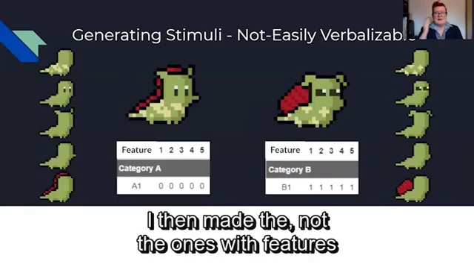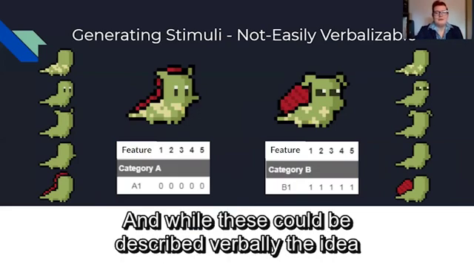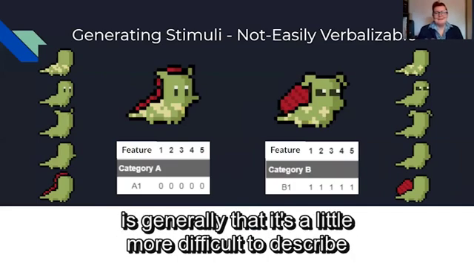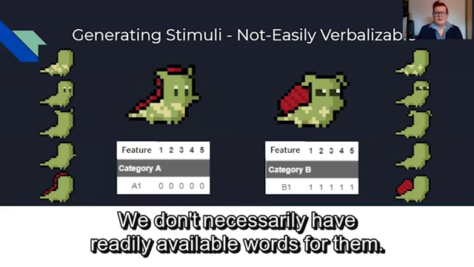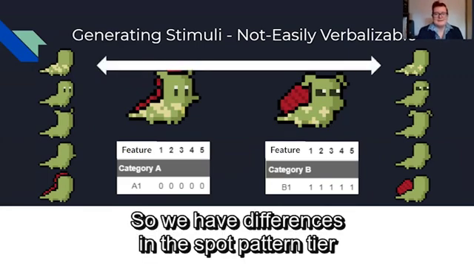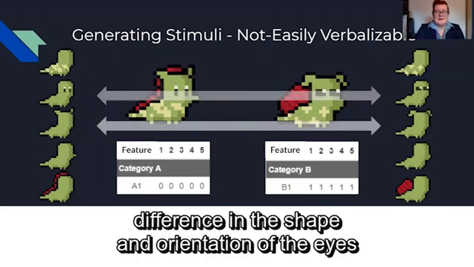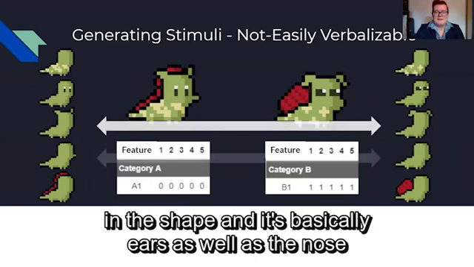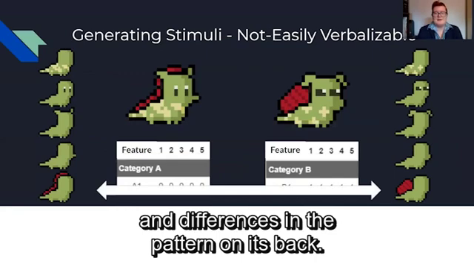I then made the ones with features that were not easily verbalizable. And while these could be described verbally, the idea is generally that it's a little more difficult to describe the difference between them. We don't necessarily have readily available words for them. So we have differences in the spot patterns here, difference in the shape and orientation of the eyes, in the shape and size of the ears, as well as the nose, and differences in the pattern on its back.